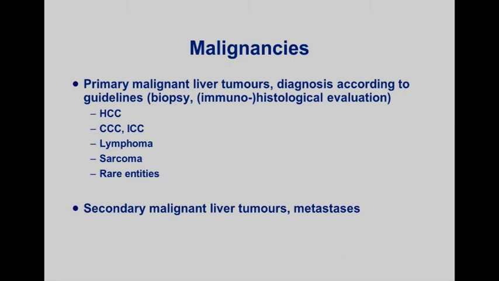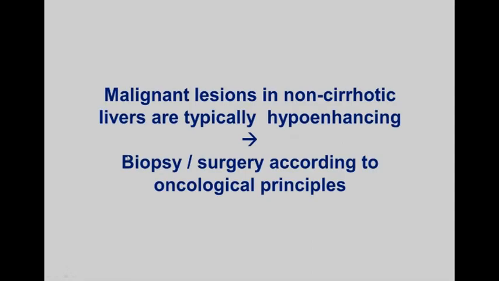The malignancies we have to take care of are HCC, hepatocellular carcinoma, and cholangiocellular carcinoma, lymphoma, sarcoma, and other rare entities. About HCC, CCC in liver cirrhosis, Professor Piscaglia will tell us more. I will go into a few examples.